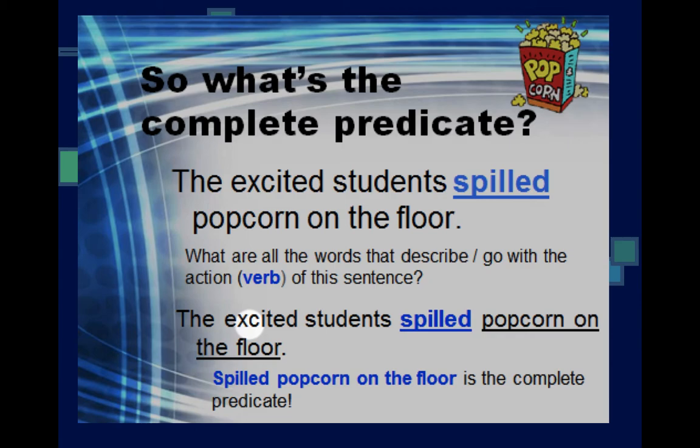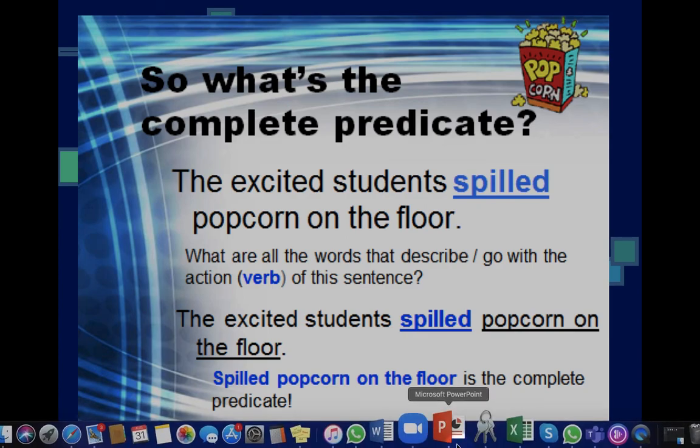Now, what is the complete predicate? Exactly like the complete subject, all the words that come with the verb, but instead it's the words that come after the verb. So it's the verb and the words after it. So for example, the excited students spilled popcorn on the floor. If spilled is the verb, and I know that this is my complete subject, so spilled popcorn on the floor is the complete predicate.